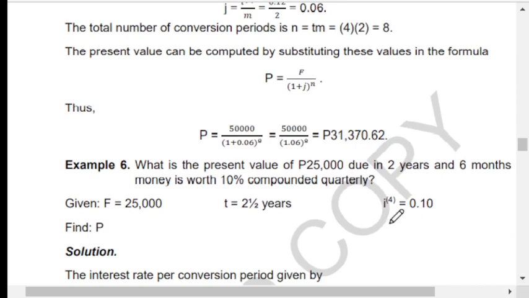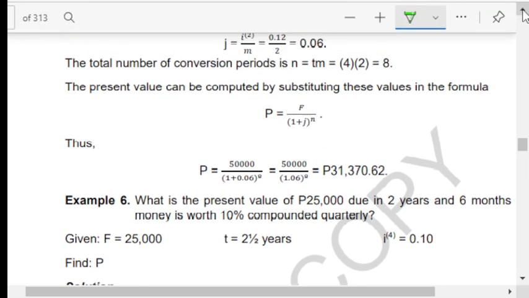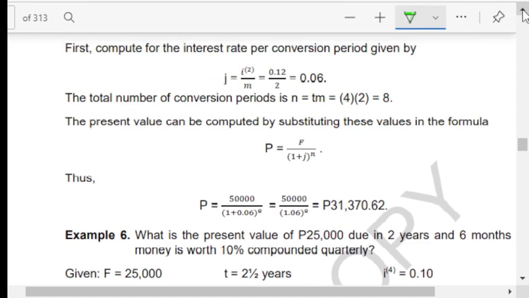So using the formula P equals F over quantity 1 plus J to the power of N. We have 50,000 divided by, open parenthesis, 1 plus 0.06 exponent 9. Uy, anong 9 man? 8 man na. Exponent 8 equals 31,370.62. Okay.